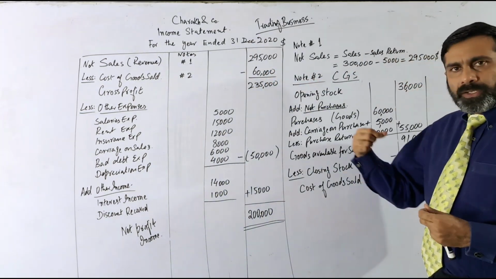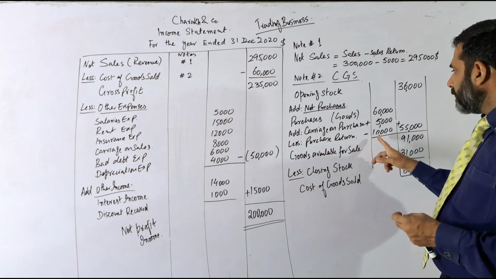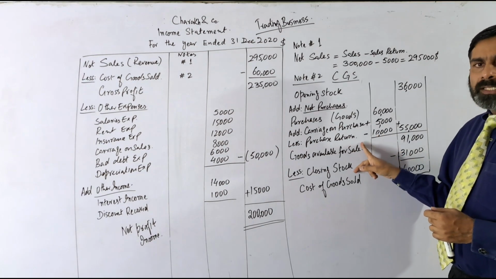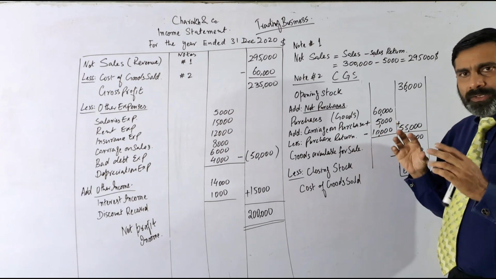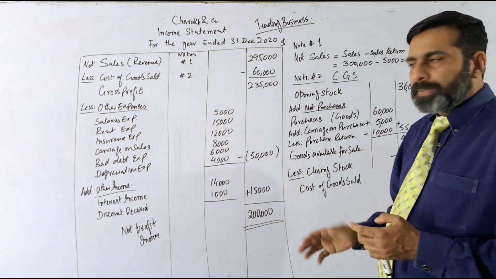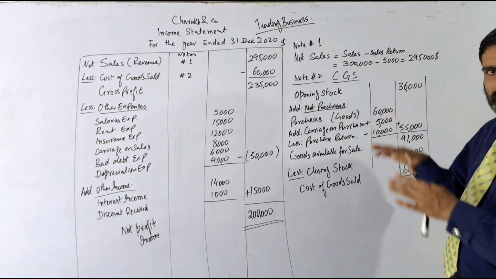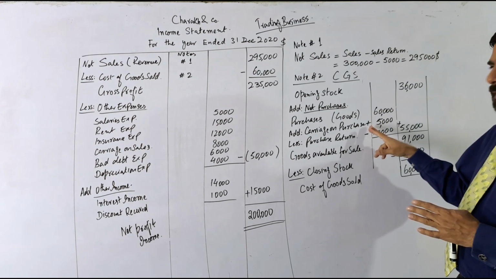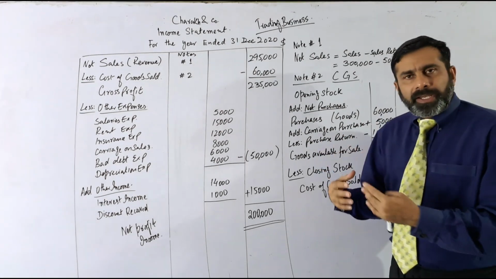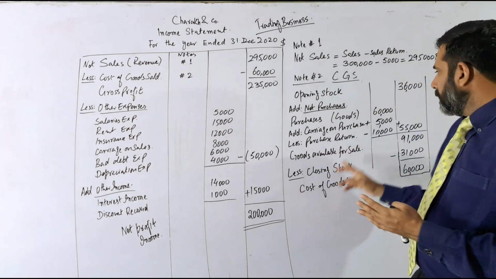They will return the goods to the supplier. So they have returned the value of 10,000. So 10,000 worth of goods are returned to the supplier. So 60,000 they have purchased during the year. 5,000 is the cost of the freight or the cost of transportation.